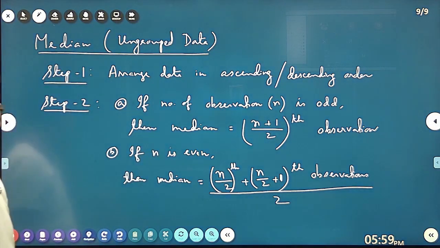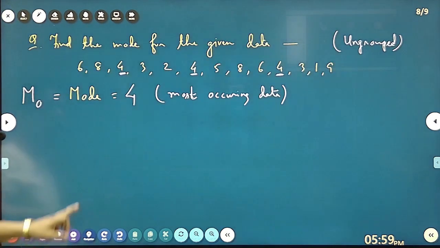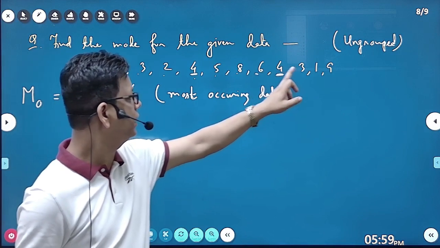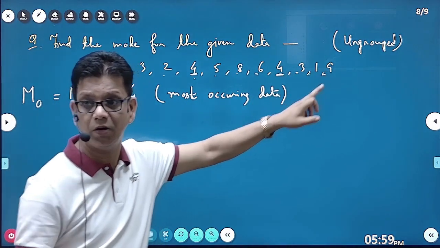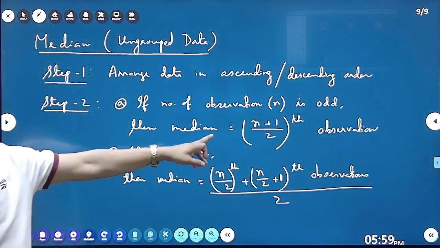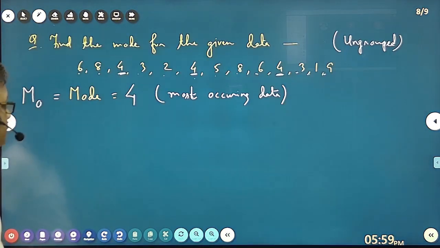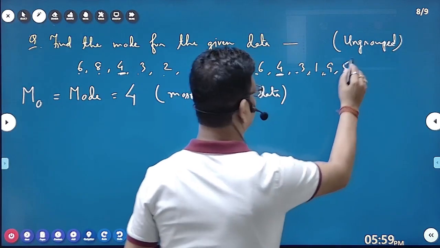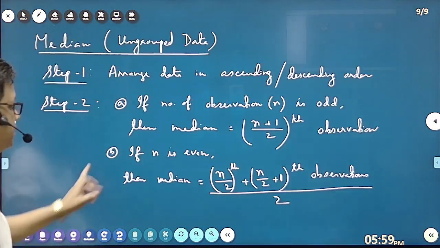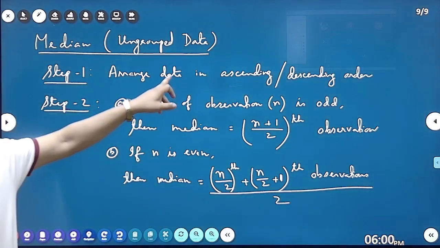You just have to observe how many numbers there are. For example, look at this: 1, 2, 3, 4, 5, 6, 7, 8, 9, 10, 11, 12, 13. That is 13, an odd number, so you use the first method. But if it is 14, suppose one more number was there, then it is even, so we go by the second method. Of course, step 1 is to be followed first.